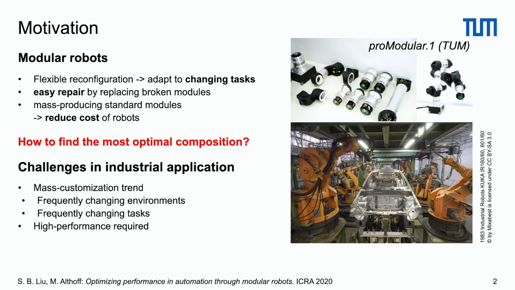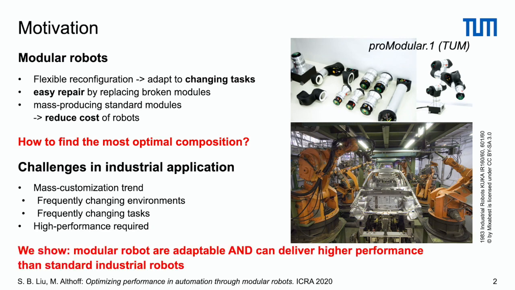Classical solutions, such as the welding robots on the right, are highly performant but cannot adapt very well to changing tasks and environments. In this paper, we are, however, going to show that not only is our Pro Modular 1 robot adaptable, but it can also deliver higher performance than standard industrial robots when optimized.